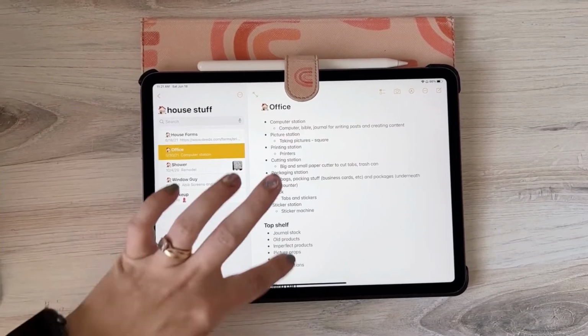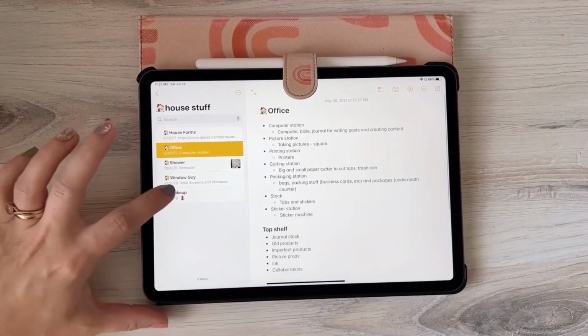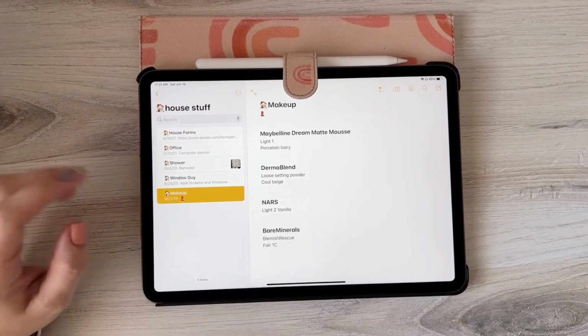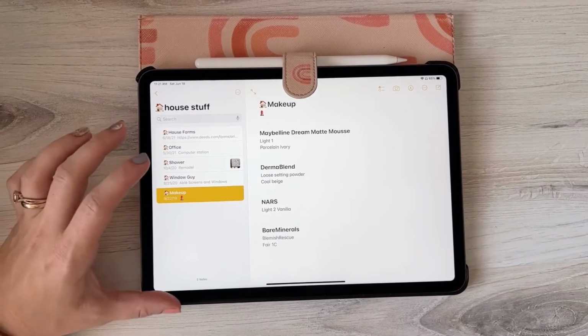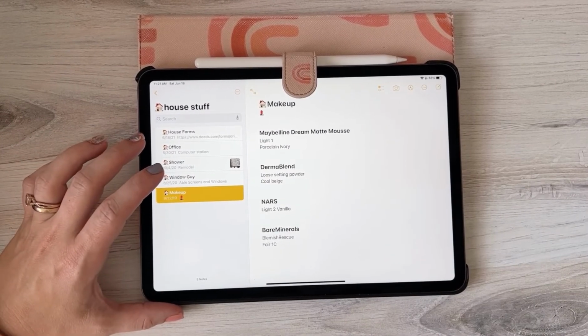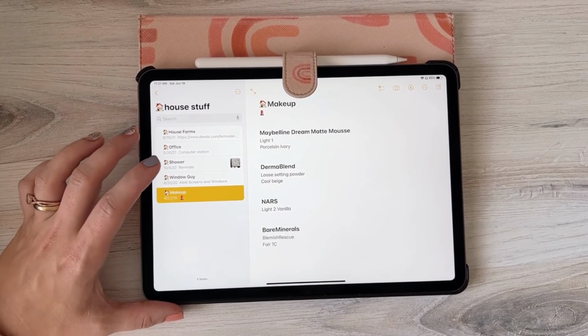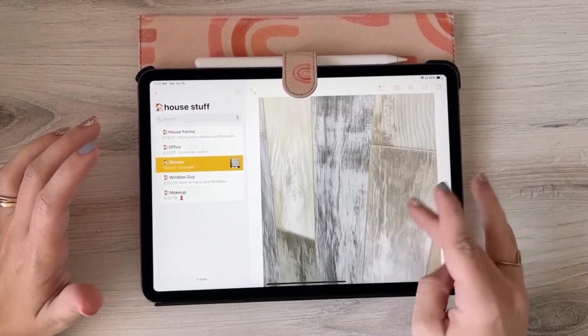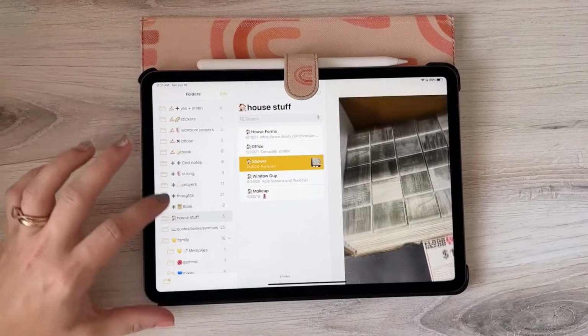Like, this is what I want in my office that my husband's making me. This is the makeup colors I use. I don't even think I use most of these makeups anymore, but if you've ever gone to the store and been like, oh, I need makeup, and then you don't know your makeup color. So these are some ideas for our remodel. So anyways, that's house stuff.